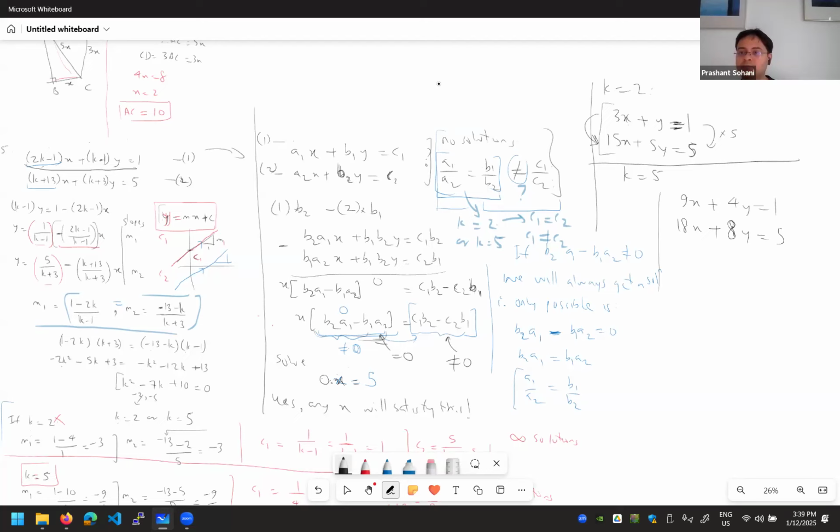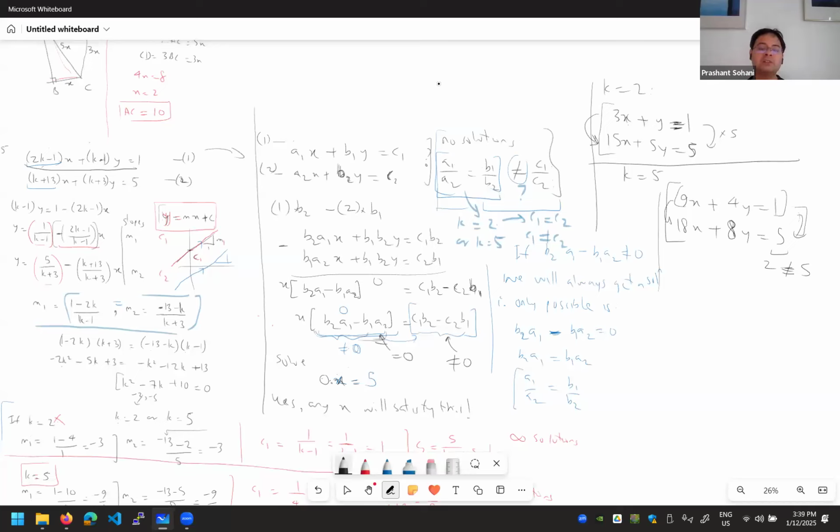And now you see this time the LHS is double, but the RHS is not double. Which means that there is a clear contradiction: if some x and y satisfy the first equation, then we expect that double of that, 18x plus 8y, will be equal to 2. But here it is given as 5, and since 2 and 5 are clearly not equal, this system has no solution.